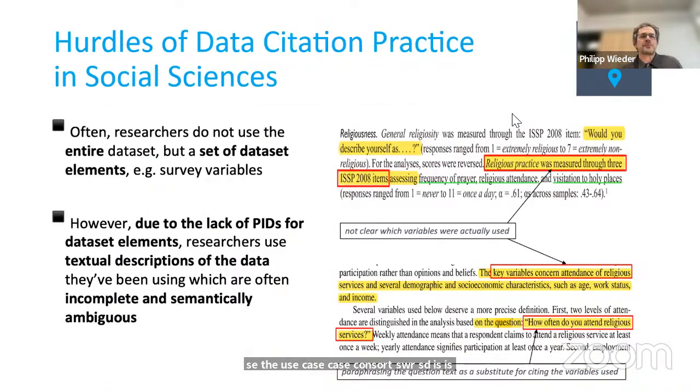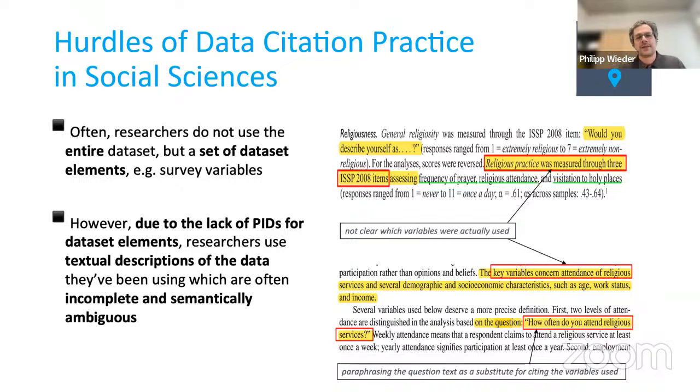Can I have the next slide, please? If you look at an example here, we have text examples, and as we are sharing the slides, you can also have a closer look later on. You'll see that researchers often do not use or reference the whole dataset, but some of its elements. In this case, we are looking at survey variables. You see that text is used to describe what is meant in the end. If you take the bottom part, for example, the actual question from the survey is paraphrased instead of citing a concrete variable, for lack of having, for example, a PID for that.